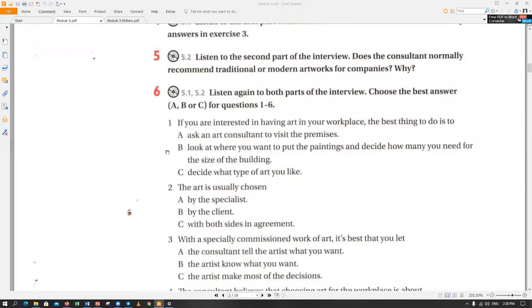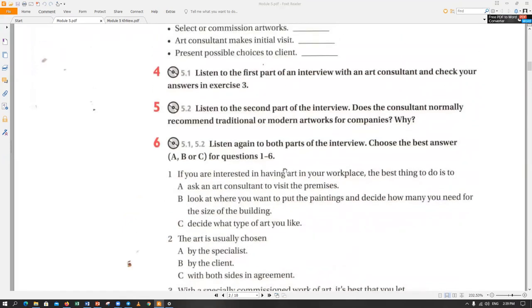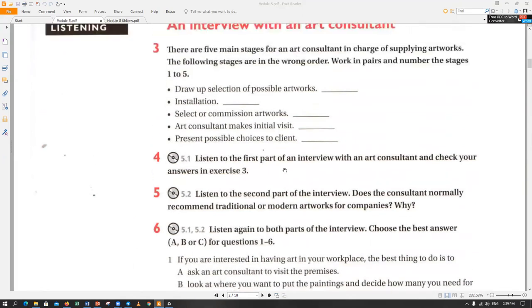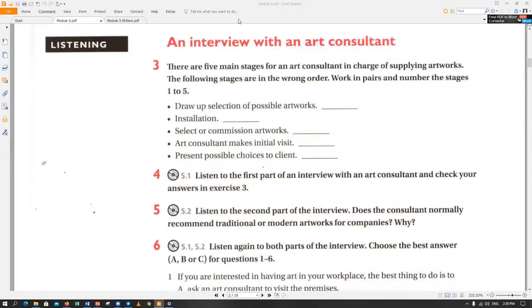Okay. You need to complete the sentence here by choosing A, B, or C. Remember that when you do the exercise, don't forget to read the instructions. Okay. Our listening is an interview with an art consultant.